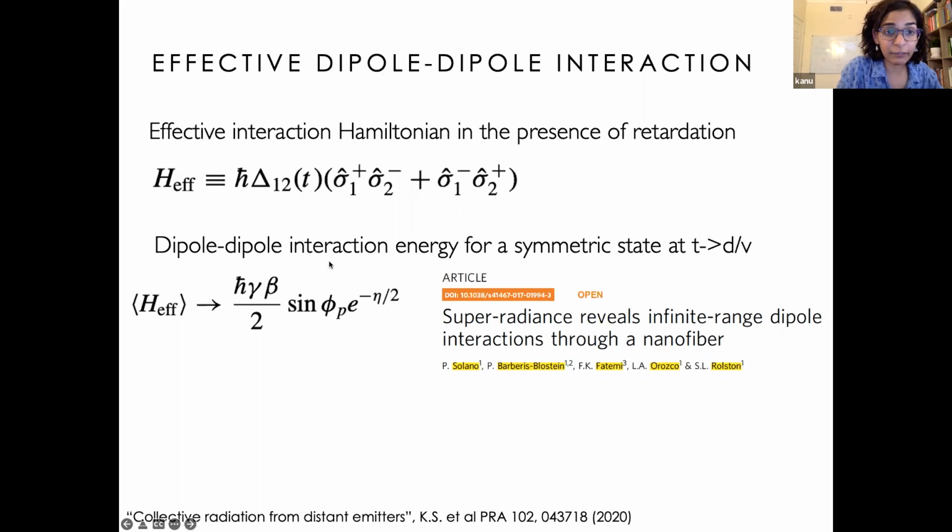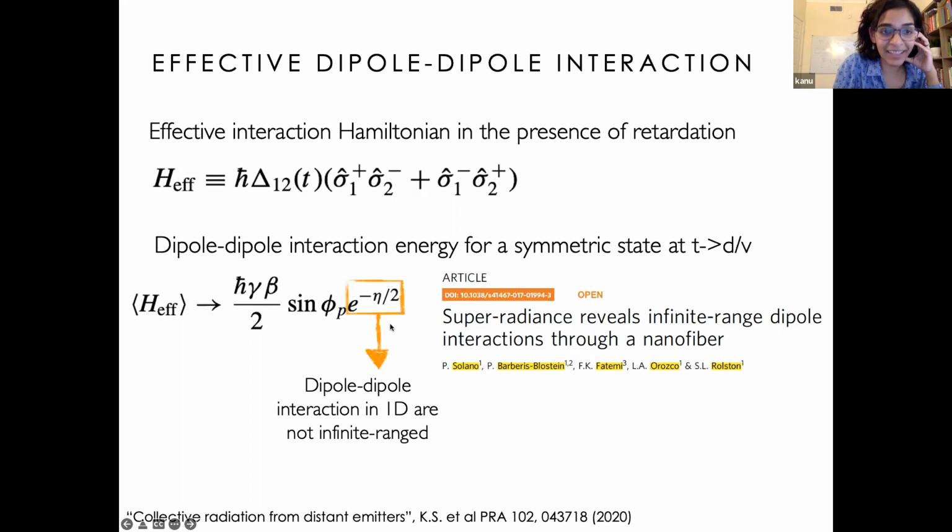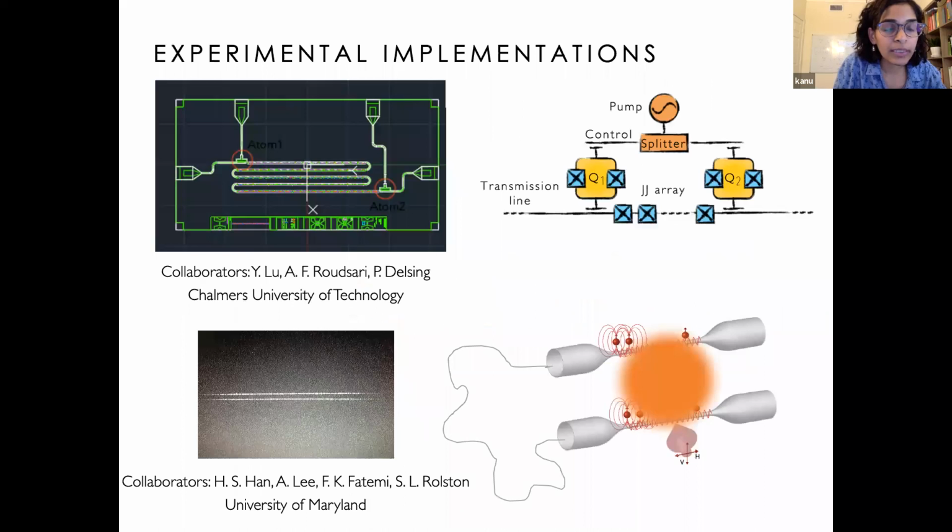And the effective dipole-dipole interaction in energy, at the instant where the atoms see each other, looks something like this. So here you can see that dipole-dipole interactions in 1D are not exactly infinite range. They do have an exponential dependence on the distance. And this contradicts what we assumed before.